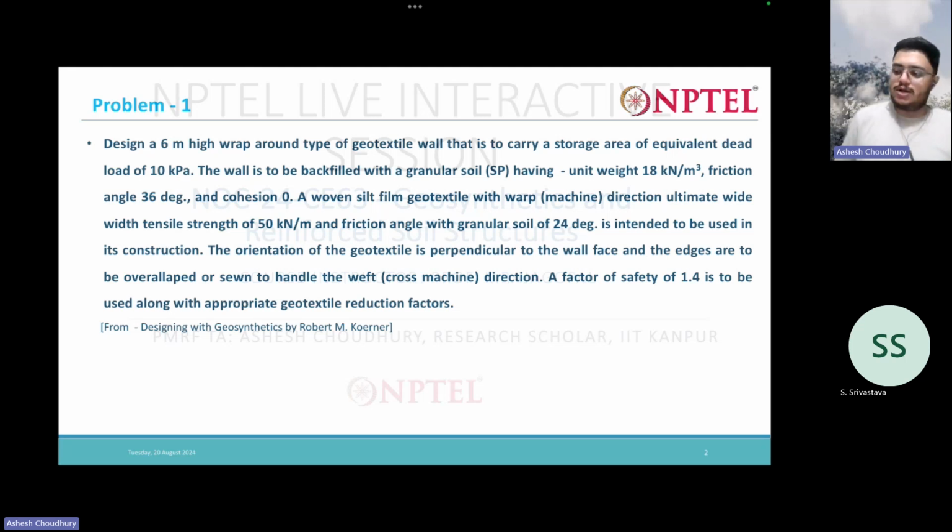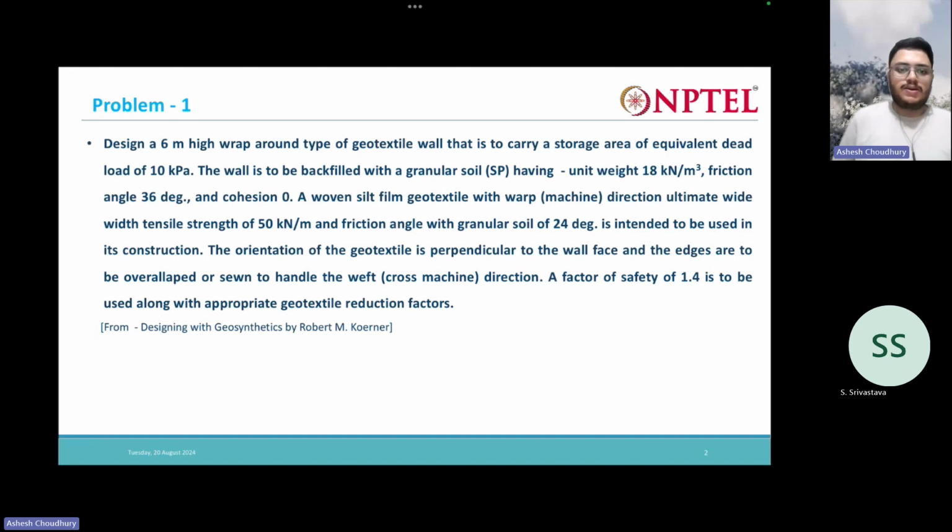So please look into the problem. Read the question yourself once. I will give you 1 minute. Just read the question yourself once before I read it, and try to think what is the information. Try to absorb whatever information is given, and then think how we can use this information to do the required design. I will give you 1 to 2 minutes. Just read the question.